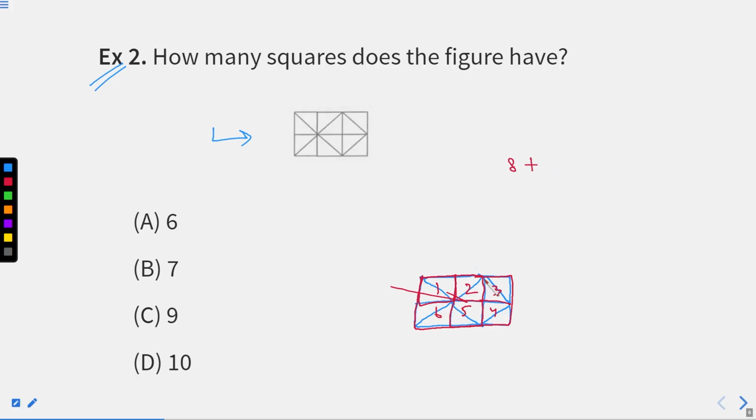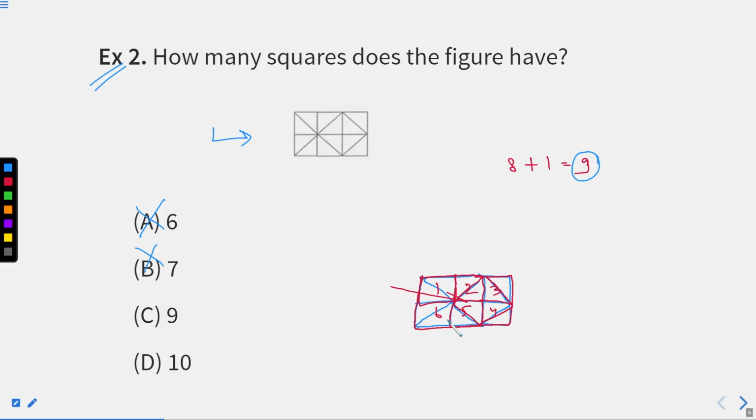Okay, how many else? You can see this diagonal part as well. So till now we have calculated 9 squares. I hope this part is also clear, right? A total of 9 squares. So 9 is there in the options. You can see 6 or 7 is also there in the options. You can directly eliminate them because we have already calculated more than that. So either 9 or 10 can be the answer.